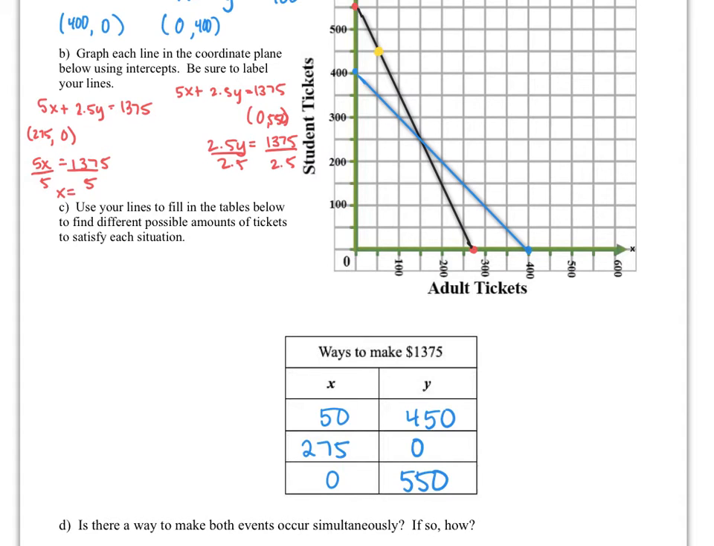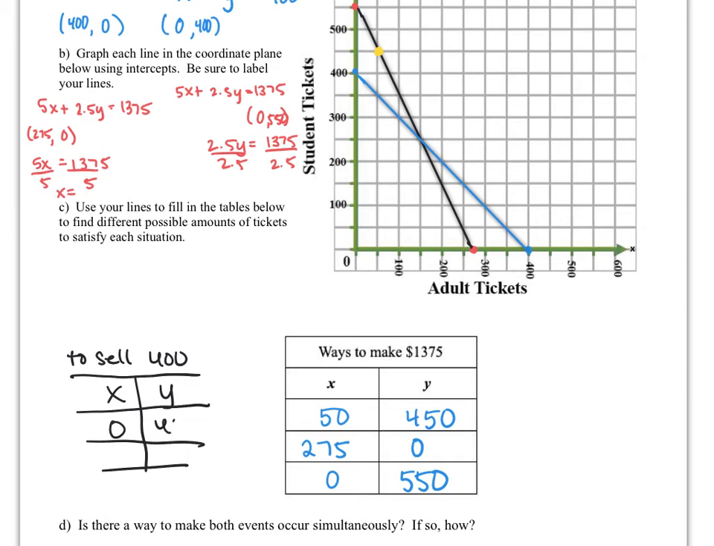The other table that's missing here on my video was ways to sell 400 tickets. And so we've seen that already with our intercepts of 0 adults and 400 students, or 400 adults and 0 students. Or I could find anything else along this blue line. These are all the possible ways I could sell 400 tickets. So for example, 300 adults and 100 students would work as well.